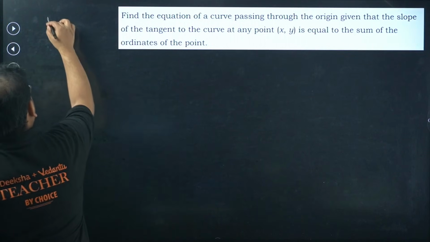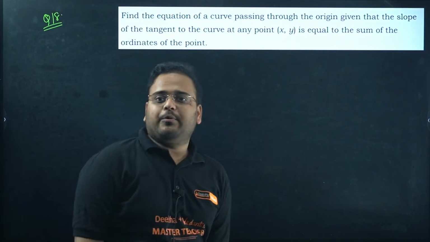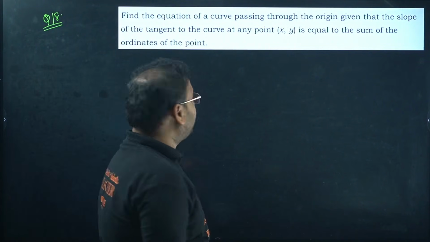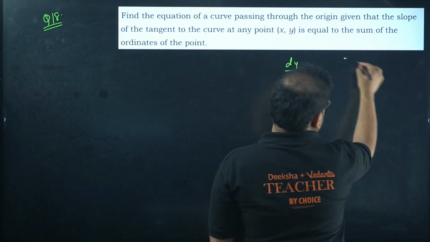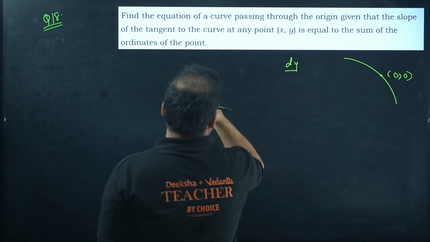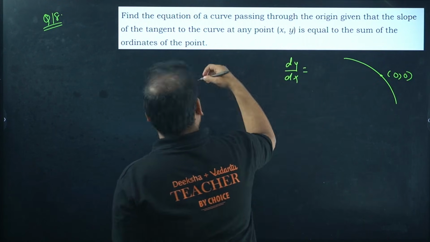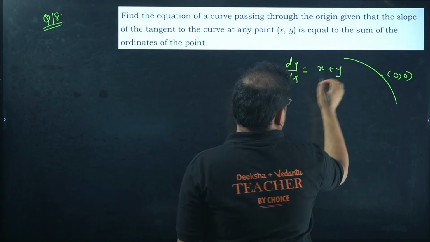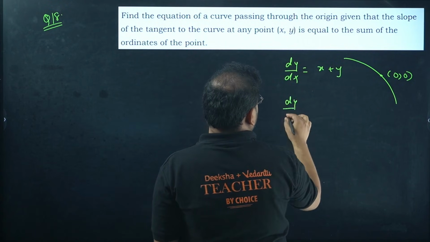Question number 18 now. Find the equation of a curve passing through the origin given the slope of a tangent. The curve is passing through the origin, which means one of the points is given as (0, 0). dy by dx is the slope of the tangent, and it is equal to the sum of the ordinate, meaning x plus y.